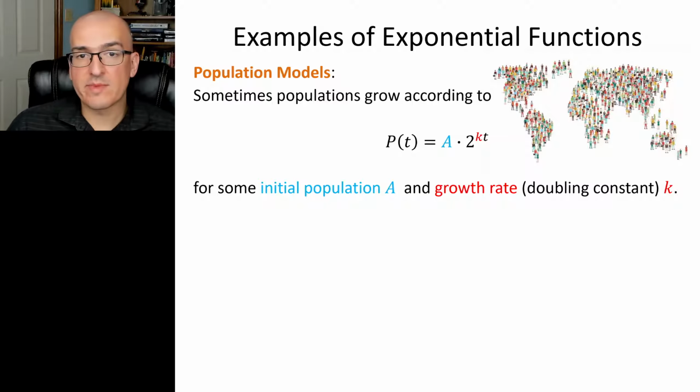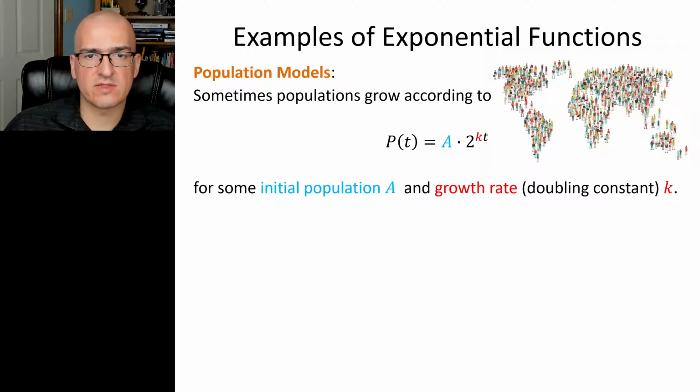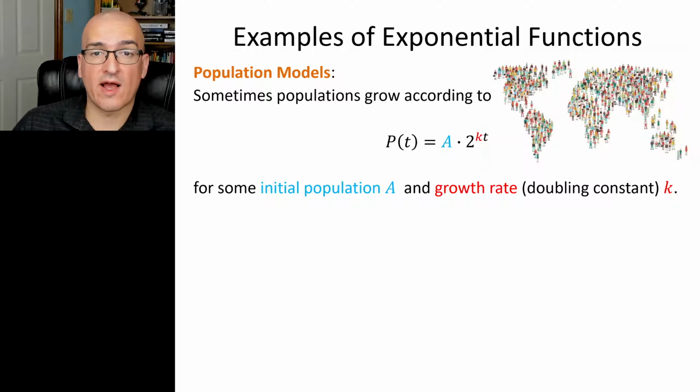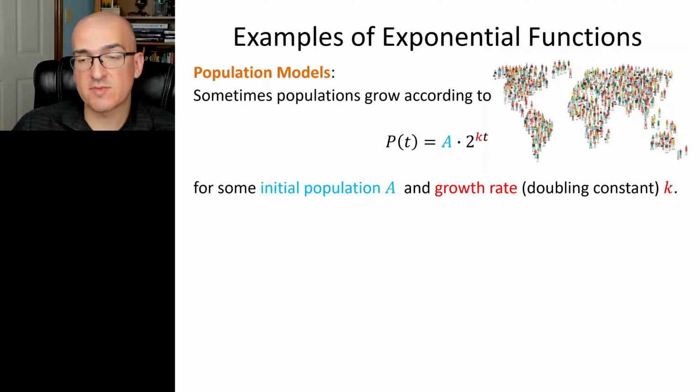If you have some initial population A, so let's say an island with 100 bunnies on it, and some growth rate K. So the time over which, or that K is related to how long it takes a population to double. So for bunnies, I don't know, can a bunny population double in 2 months? Maybe. I don't know enough to answer that. But whatever the case is, it has a doubling time. Then what you could do is you could write that the population as a function of time is equal to A, the initial population, times 2 to the power of kt.